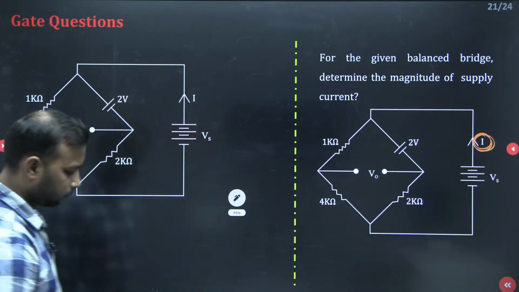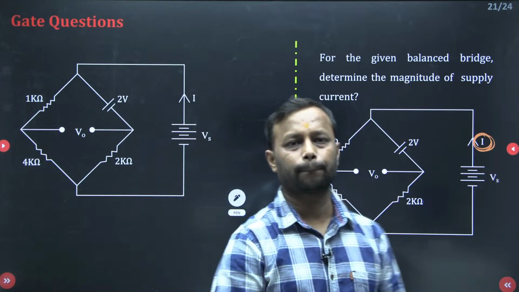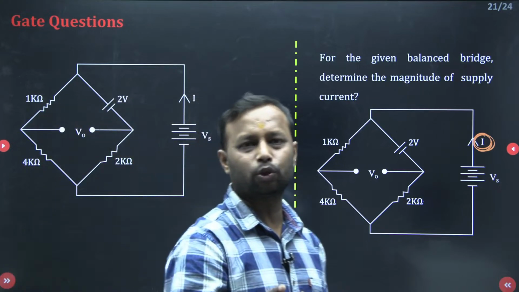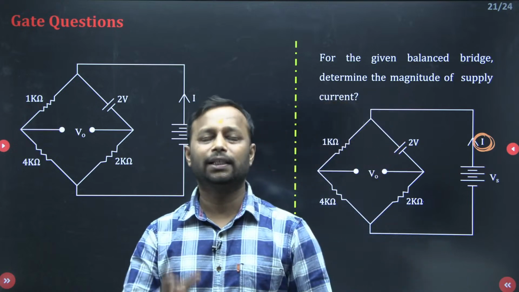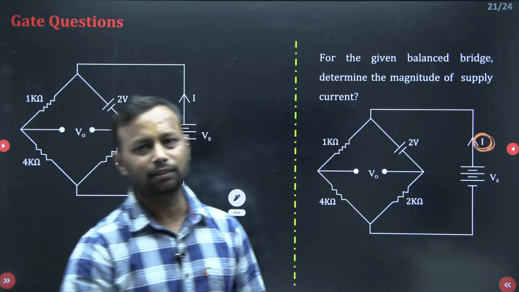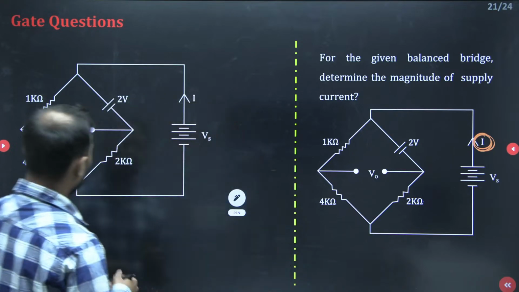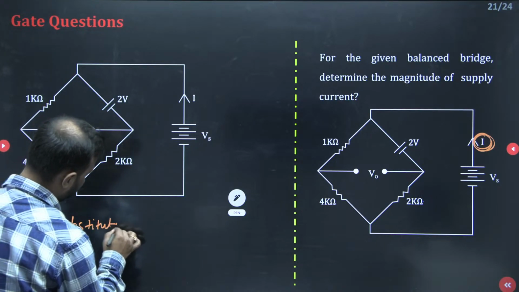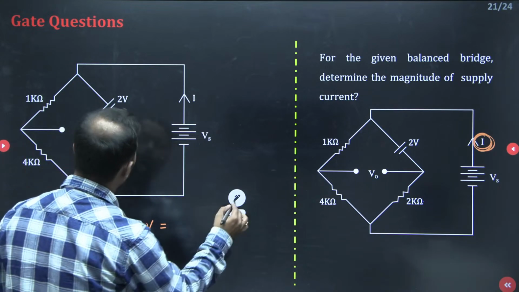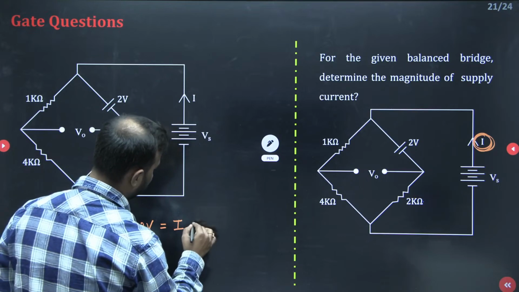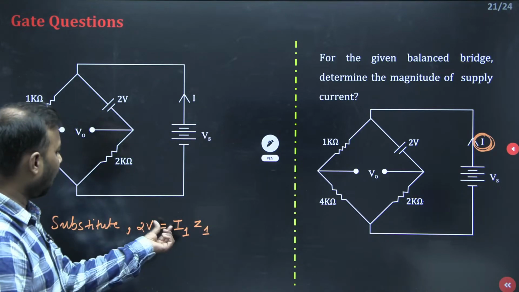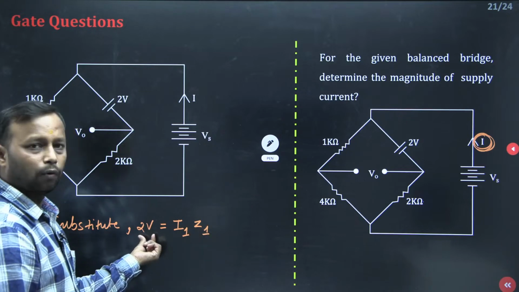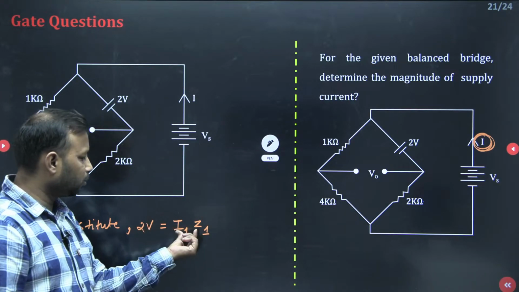Since the bridge is balanced, here I need to determine the I value. How am I going to do it? Here I will take the help of the substitution method from network theory. So basically this question is a combination of your measurement as well as network theory. So I will substitute 2 volt as I1 into Z1. I1 is the current flowing here and Z1 is the impedance. Together these two give you the 2 volt.